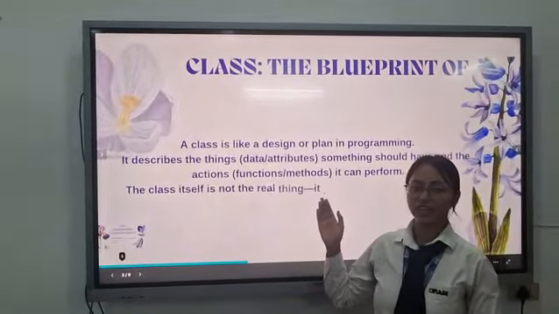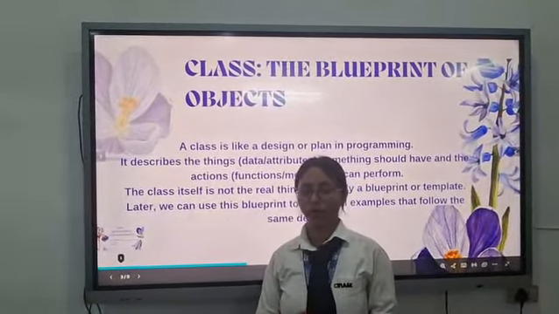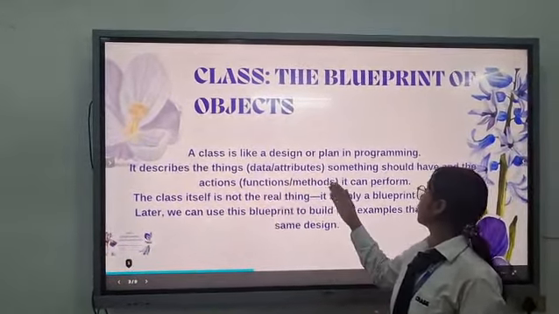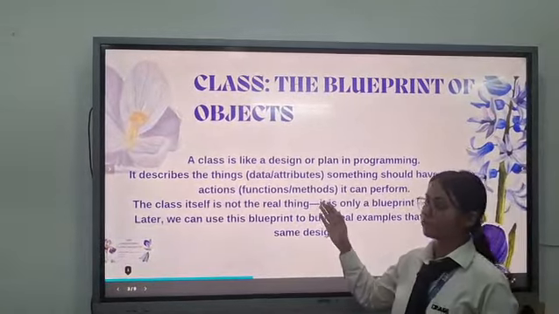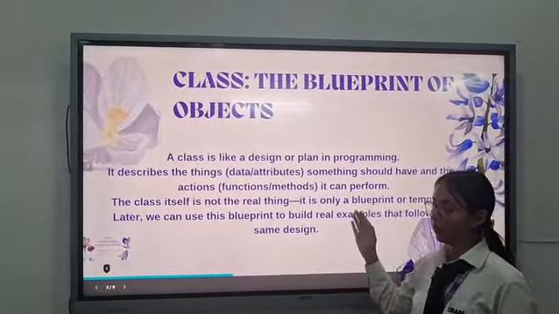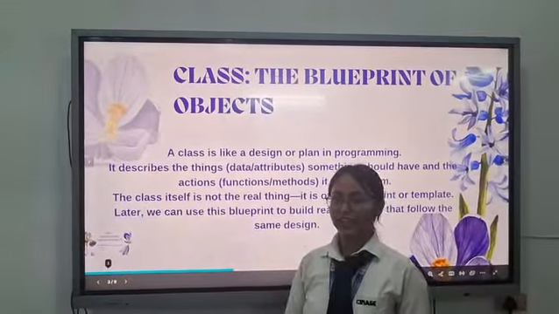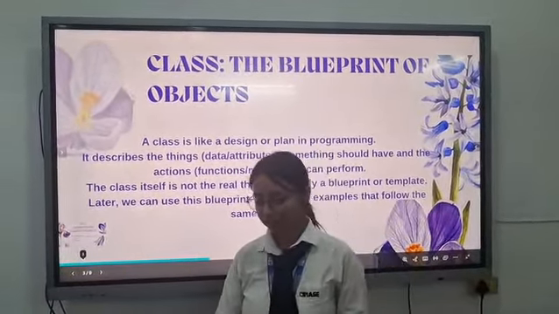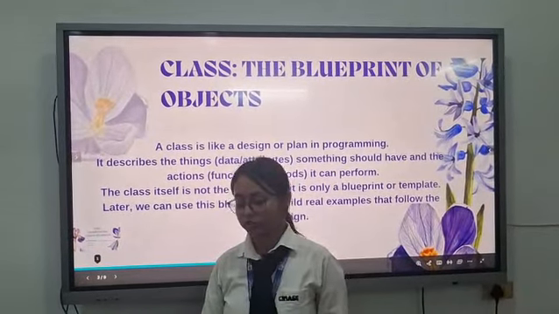Now coming to the class, we can define a class as the blueprint of the objects. It can describe the things, that is data and attributes something should have, and the actions, functions and methods it can perform. It means we can say that a class is not the real thing. It just gives you the structure. It is not going to store your actual data.